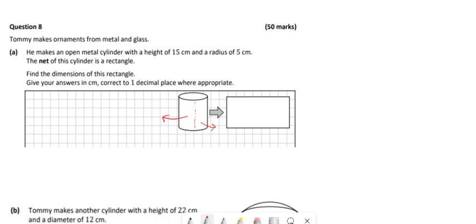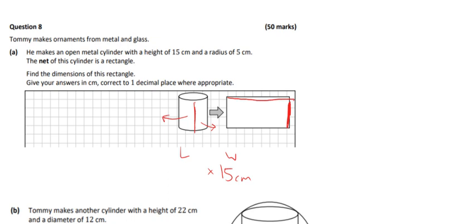So the width of the rectangle is just going to be the same thing as the height of the cylinder. So the height of the cylinder is 15 centimeters. That's going to be the width. Then the length is a little bit harder to see. If you imagine you opened out that cylinder, it'll actually be the same.